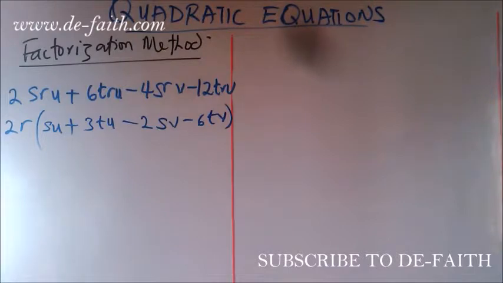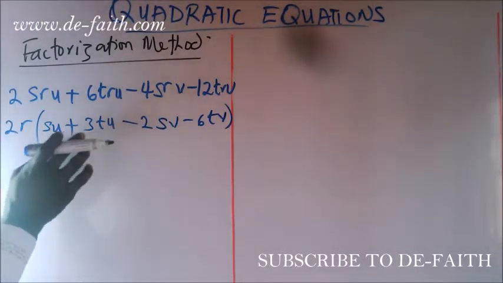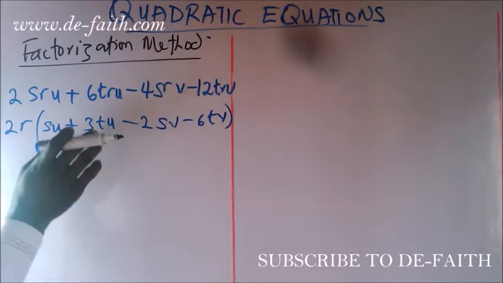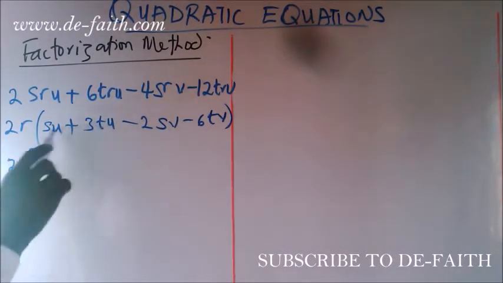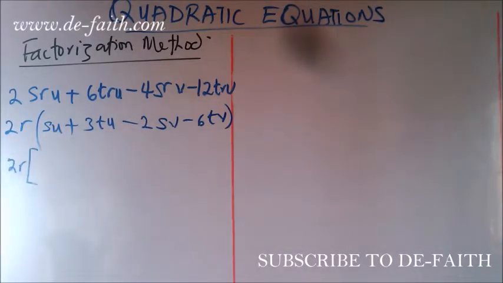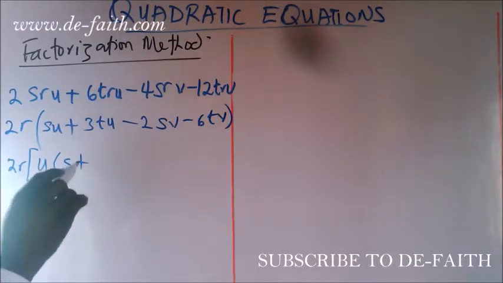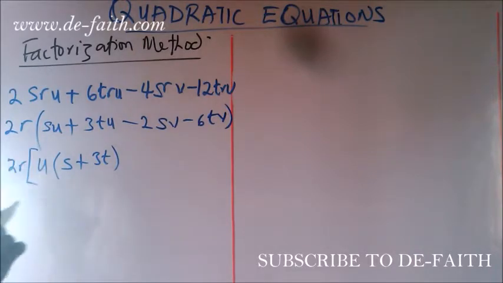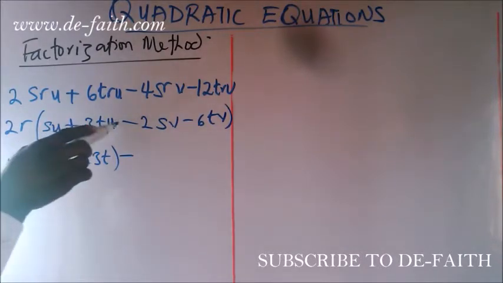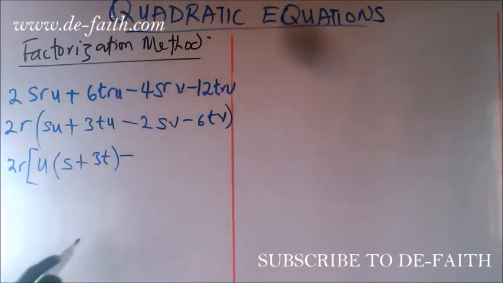Next is to group. When we have to group this, we have SU plus 3TU. Yes, there's a common factor here. Likewise over here, there's a common factor. So we'll still have our 2R outside. What is common in these two groups? U is common, so we'll bring out U. And we'll have S left plus 3T. So if you multiply U times S, you get your SU. Then U times 3T, you get your 3TU. Then you have this minus here. Even if it was plus, we'll put the plus there. So minus is what we have here, so you have your minus.